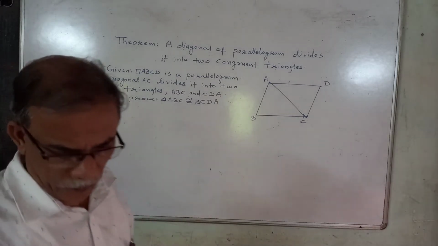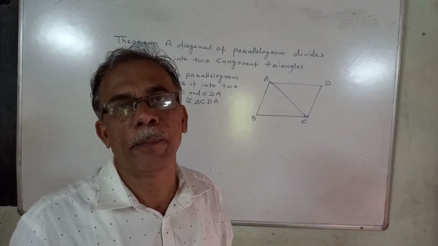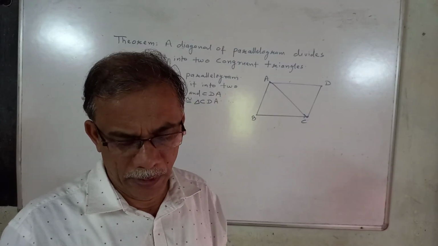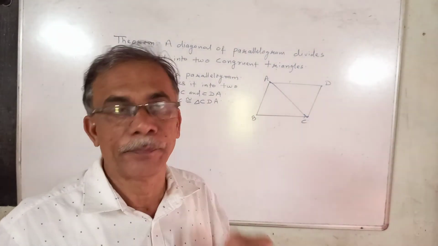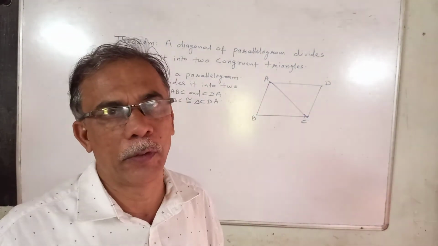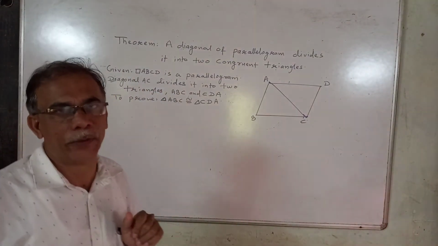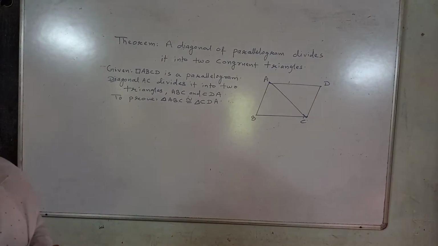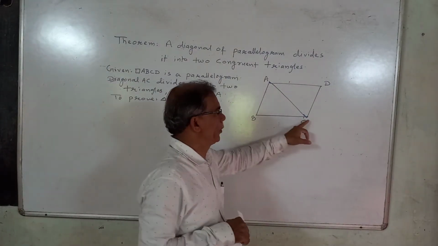Now, we study different types of quadrilateral: a parallelogram, rectangle, square, rhombus. Then, in a parallelogram, suppose you draw any one diagonal. What is a diagonal? The line segment joining any vertex to its opposite vertex.